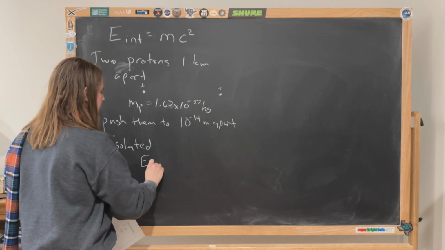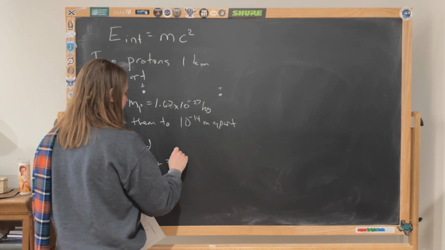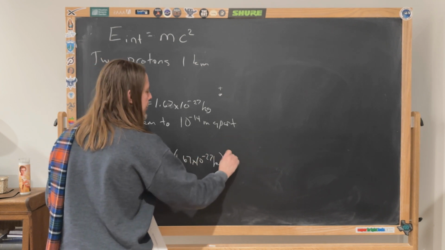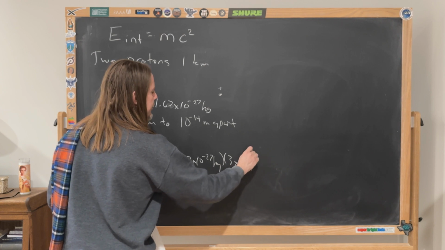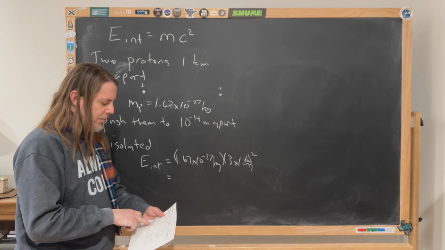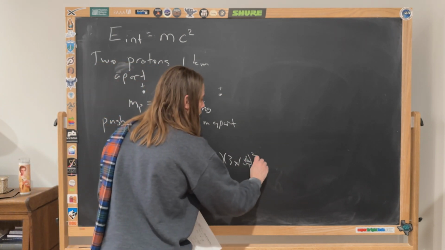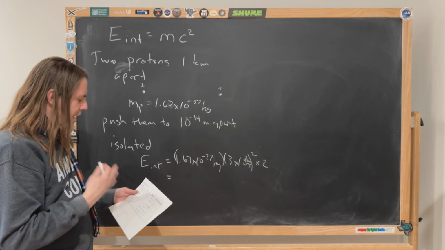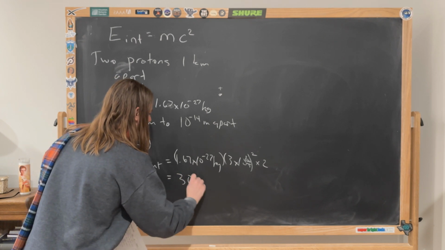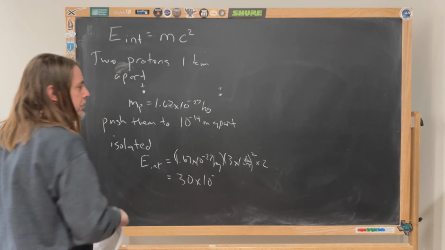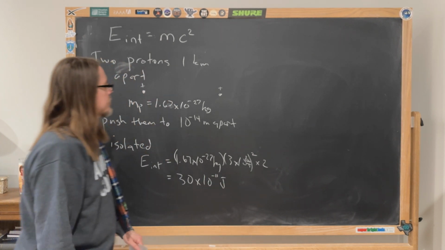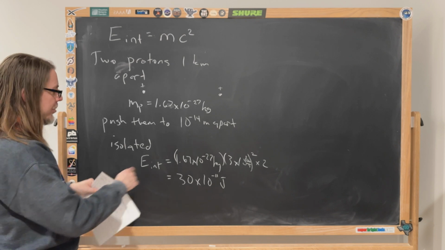So the E internal for each one is going to be that 1.67 times 10 to the minus 27 kilograms times 3 times 10 to the 8 meters per second squared. Right, so you just do this standard calculation. We're going to do it in joules, and there's two of them. Right, they're a kilometer apart, but there's two of them. Their total internal energy is 30 times 10 to the minus 11 joules. Okay, so in this state, a kilometer apart, that's the energy.